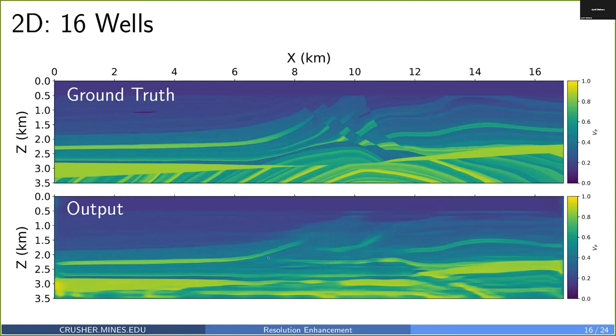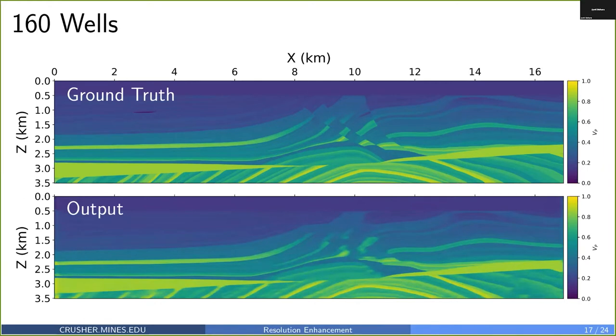Horizontal resolution is still an issue at places, especially at zones with strong lateral heterogeneity. If we increase the number of wells to 160, where we are now sampling the regions in the middle with strong lateral heterogeneity better, the results are much more improved.